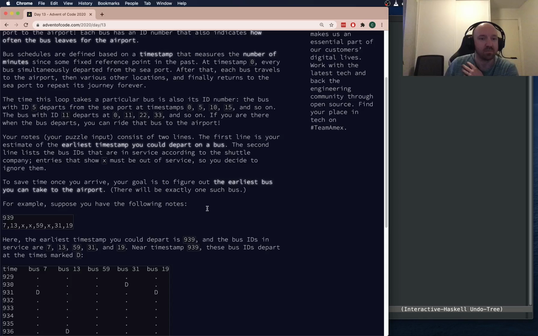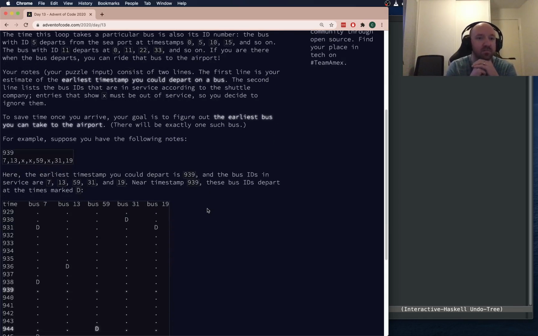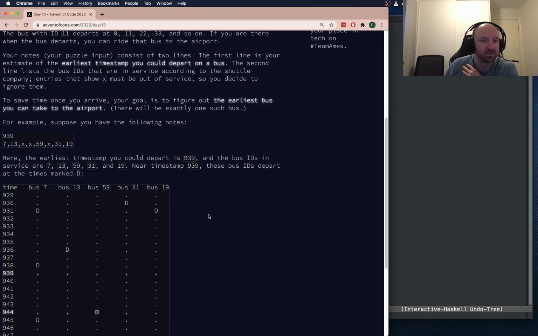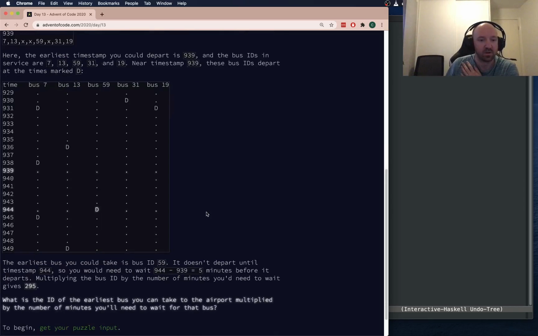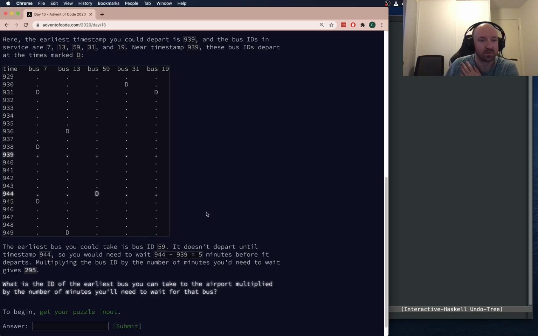Okay. My input has 2 lines. The first line is my estimate of the earliest timestamp I could depart on a bus. The second line lists the bus IDs that are in service according to the shuttle company. X's don't count. Your goal is to figure out the earliest bus you can take to the airport. There will be exactly one such bus. So we have 939 as the earliest time, and the bus IDs in service are 7, 13, 59, 31, 19. Around 939 it looks like that. So the best one we could catch is at 944, catch bus 59. Okay, and we have to wait 5 minutes.